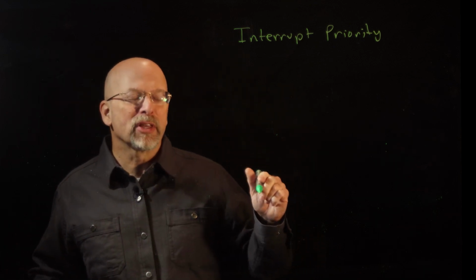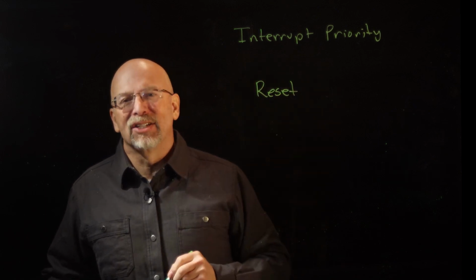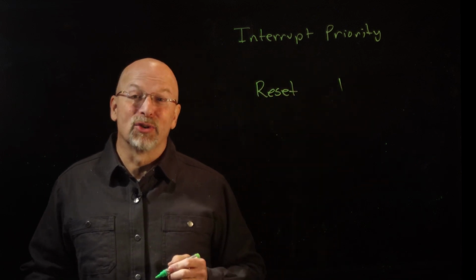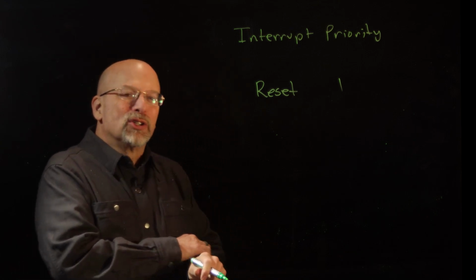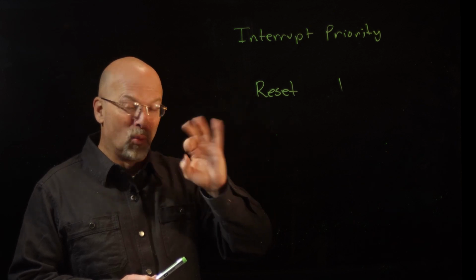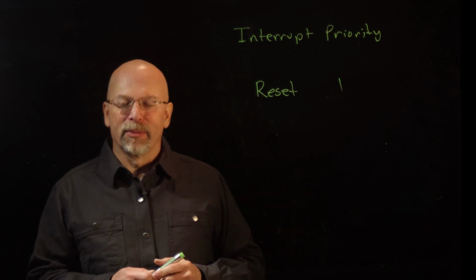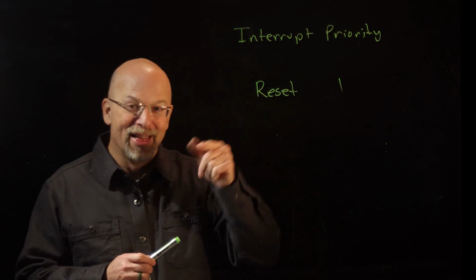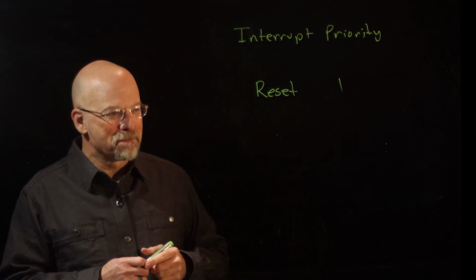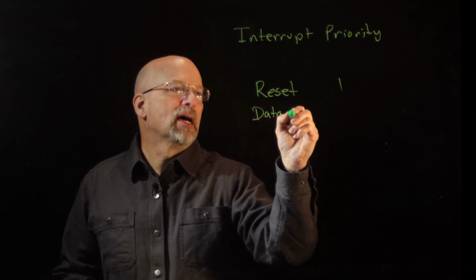Now, in terms of the ARM processor, at the top of the list is the reset. And that is going to have priority 1. If a reset occurs, it doesn't matter what else is going on with the processor, we're going to handle that interrupt service routine, right? Okay. Now, the next one is a data abort.